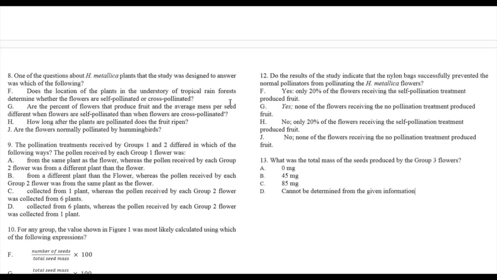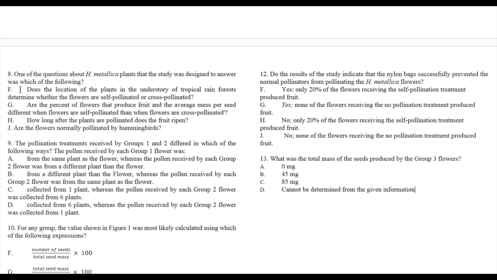Let's scroll down and take a look at the options for question 8. F says, does the location of the plants in the understory of tropical rainforest determine whether the flowers are self-pollinated or cross-pollinated? Well, the purpose of the study isn't really about a difference in the understory or how they're self or cross-pollinated. Let's look at G. Are the percent of flowers that produce fruit and the average mass per seed different when flowers are self-pollinated than when flowers are cross-pollinated? Okay, that sounds pretty promising because it does mention different pollination techniques and it talks about the production of fruit and the average mass per seed.